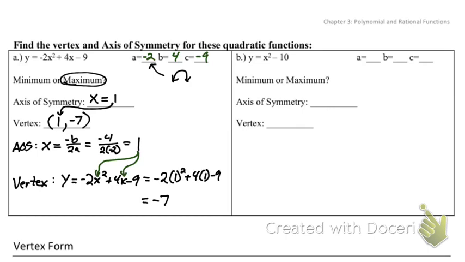Our next one is x squared minus 10. Our a value is 1. What is our b value? 0. It is 0. Because this is really y equals x squared plus 0x minus 10, where our c is negative 10. Because our a is positive, this one opens up, so it would have a minimum. Our vertex would be a minimum, not a maximum this time.